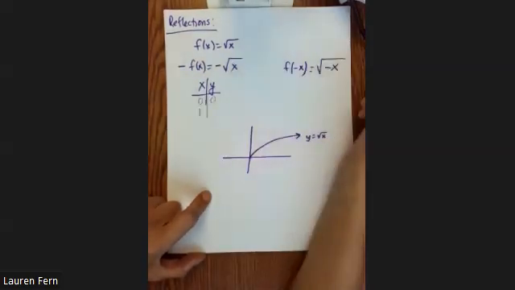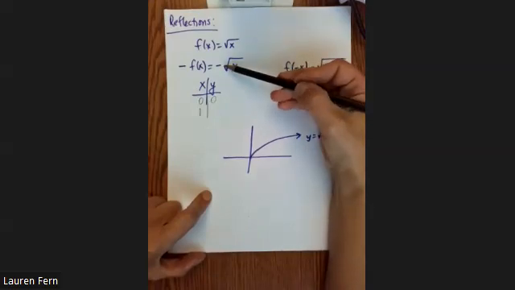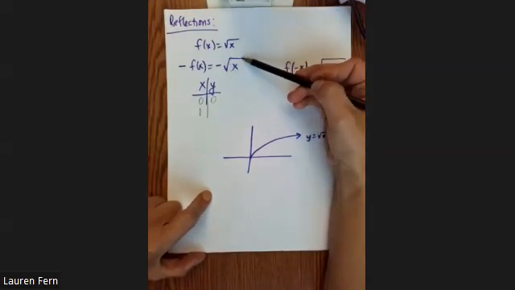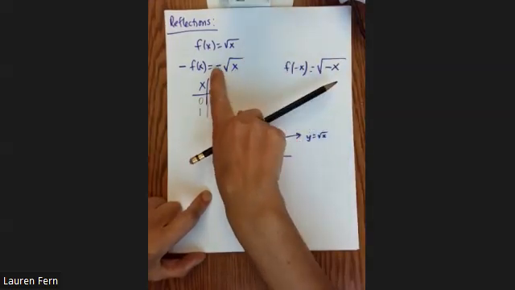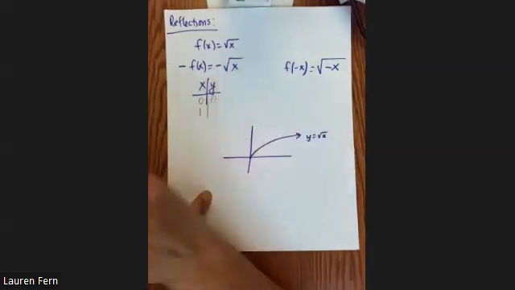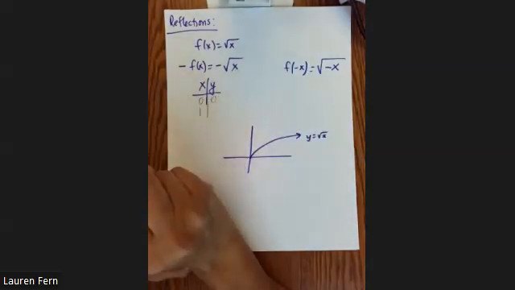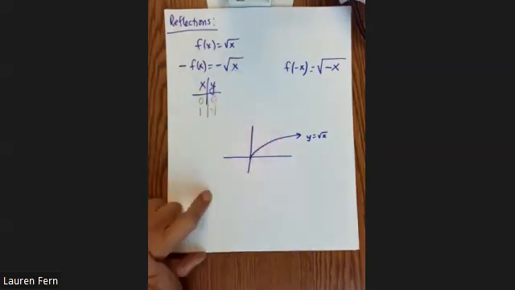What if I plug in x equals 1? Well, first thing we're going to do is take the square root of 1, which is 1. And then we have this negative sign hanging out in front. So what comes out here? Not negative 1.